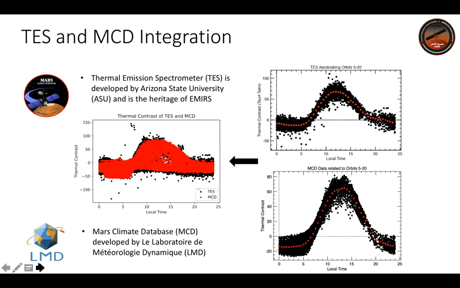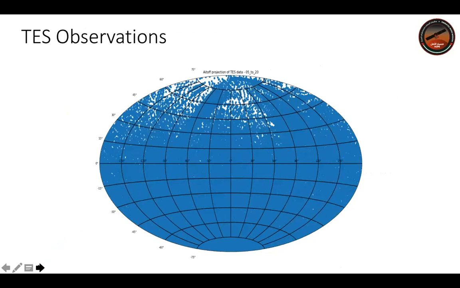However, TES did not define the entire Martian lower atmosphere as EMIRS will in the future. So we also had to integrate the Mars Climate Database, which is developed by LMD. That gives us more general information about all of the lower atmosphere constituents and temperature. Making sure that these two can be integrated properly gives me reliability and a nice way to move forward, knowing that all of the data obtained from the GCM and from TES are reliable and accurate. This is just a plot to show you the amount of missing data that TES has not measured. And hopefully in the future, EMIRS is going to measure the entire Martian globe.